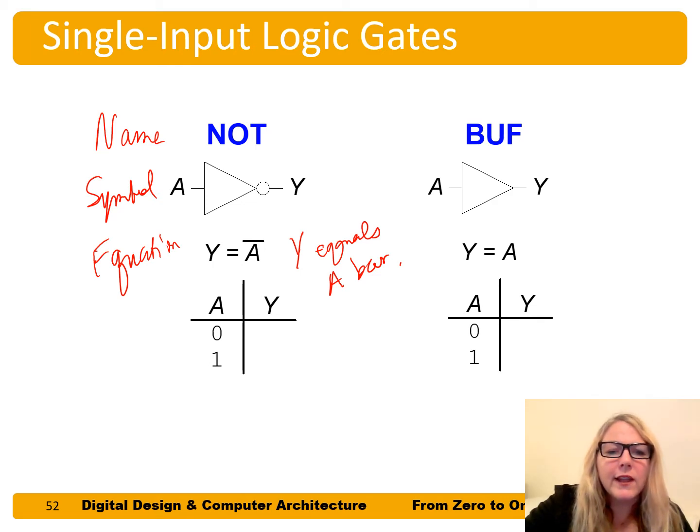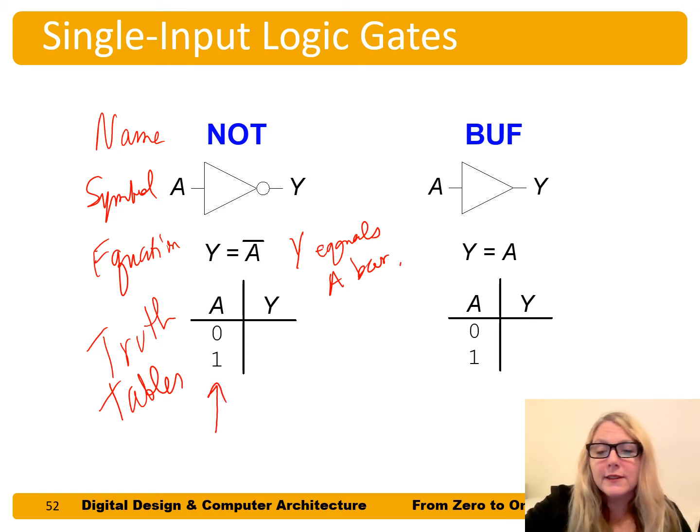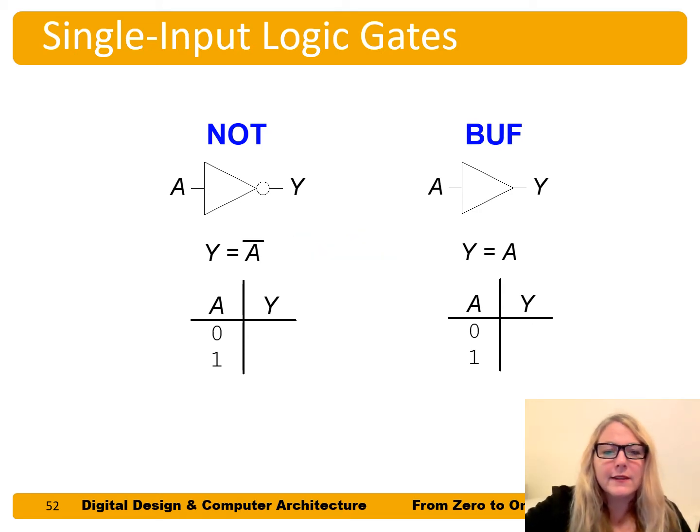And we also have what's called a truth table. And this gives the function for every possible input combination. And so for a single input, well, possible inputs are just 2, right? 0 or 1. And so we have our truth table function here, giving the function.